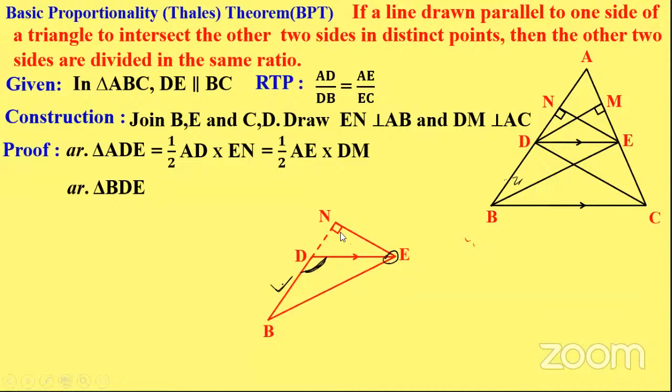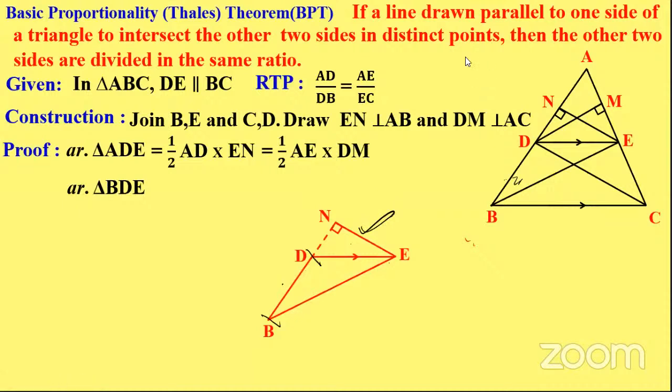So EN is the altitude. The base is BD only. You take the base from this point to this point only. So the altitude goes up to here. The base is not BN, that is wrong. The base is only BD, from this point to this point. This is the altitude.